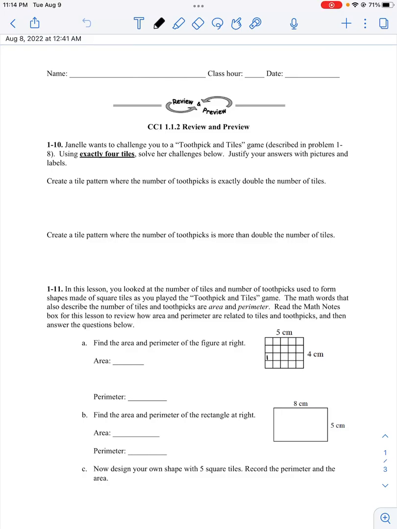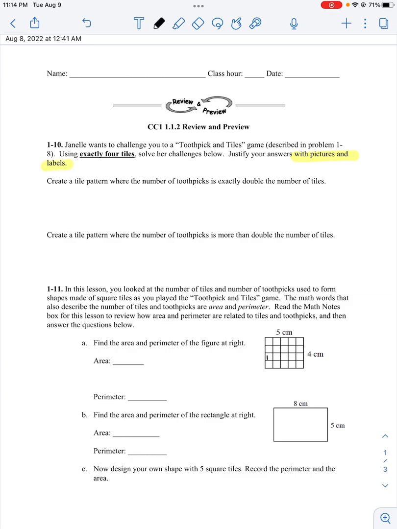Okay, so today we're going to go over the CC1 1.1.2 review and preview. And we're going to start with problem number 10. So Janelle wants to challenge you to a toothpick and tiles game, which we did in problem 8 in class. Okay? So Janelle is challenging you to use exactly 4 tiles to solve her challenges below. Justify your answers with pictures and labels.